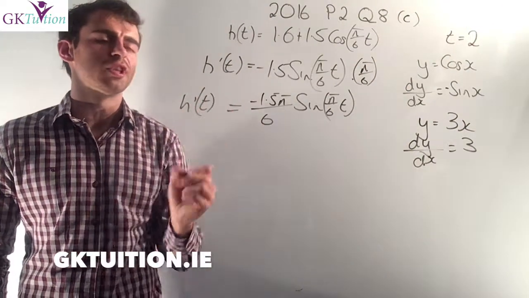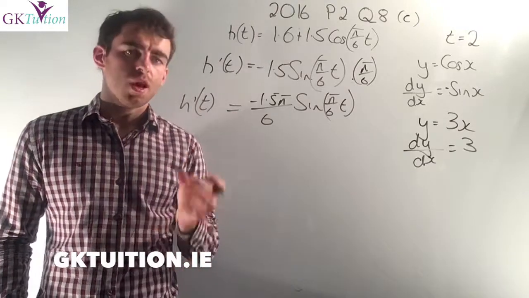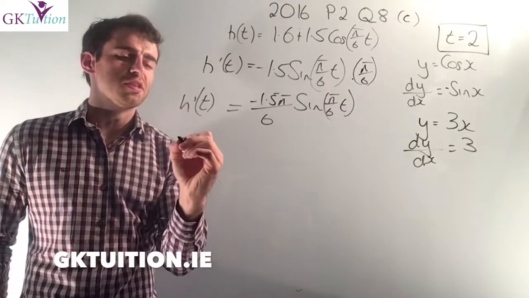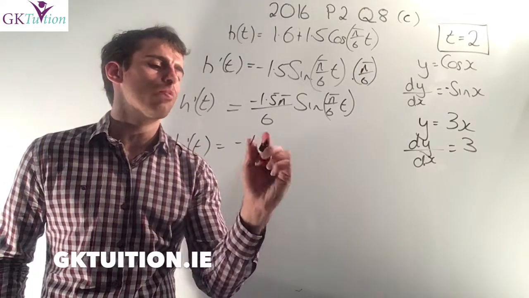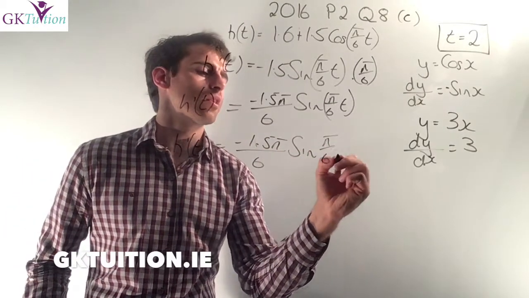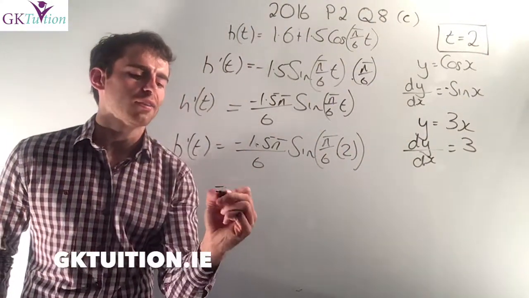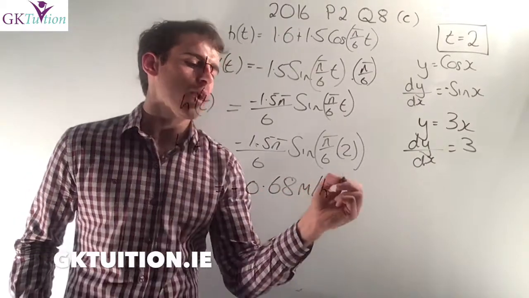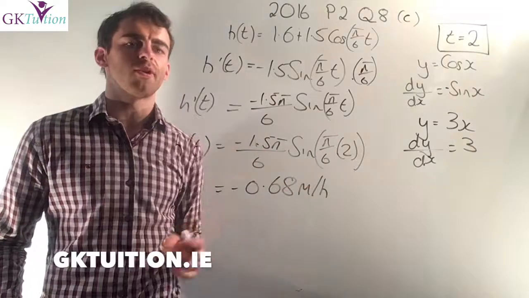And now I have a function that describes the rate at which the height of the water is changing. But I was asked to find that when t is equal to 2. So that just means everywhere there's a t, I'm going to sub in a 2. So it's minus 1.5 pi divided by 6 times the sine of pi over 6 times 2. I'm just going to plug all of that into my calculator. And if I do that, this works out as minus 0.68, and that's meters per hour. So the rate at which the height is changing relative to time is in meters per hour.